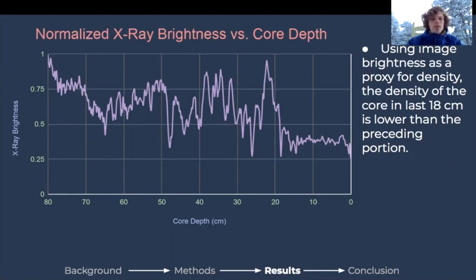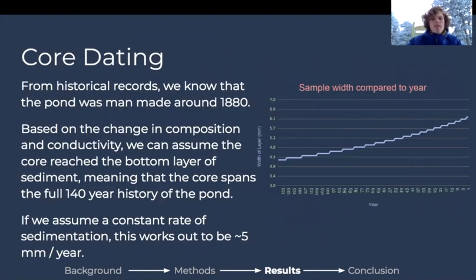So I wanted to find out what time this was when this was happening. And so I needed to figure out a way to date my core. What I did is I knew the pond itself was built in 1880, so that made it 140 years old. The core itself was 70 centimeters, so that meant that every 5 millimeters, there was a change. Every 5 millimeters meant there was 1 year.